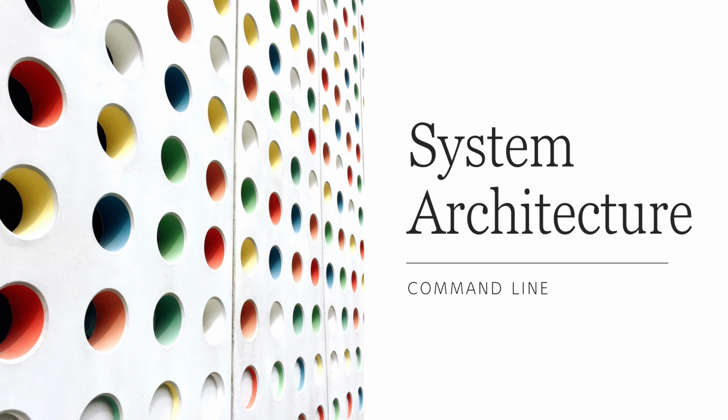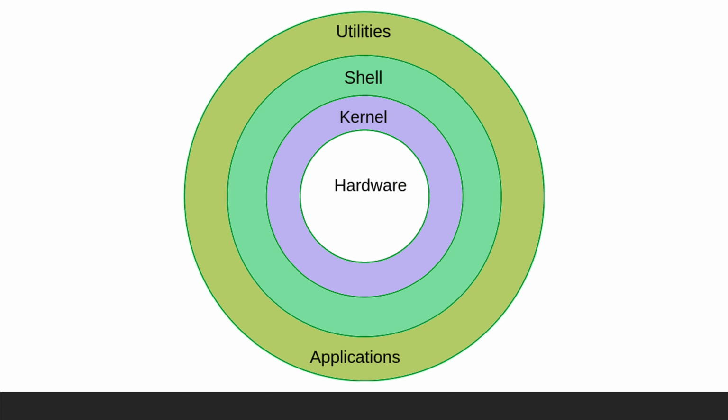Hi all. In this video we are going to see a basic system architecture of a Linux machine. This is the very first diagram I got from Google when I searched for Linux system architecture. I don't know why somebody has put shell here. Probably system libraries would be more correct here. So what does the diagram mean?